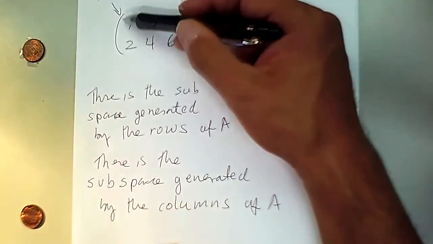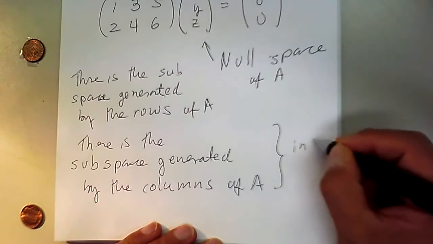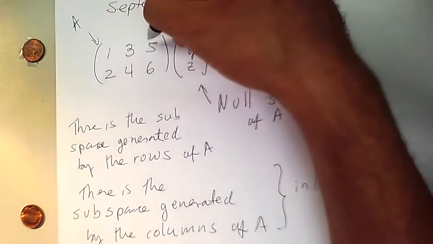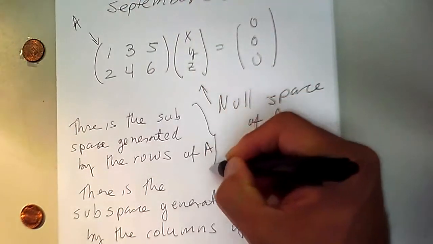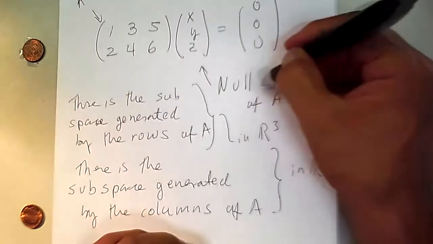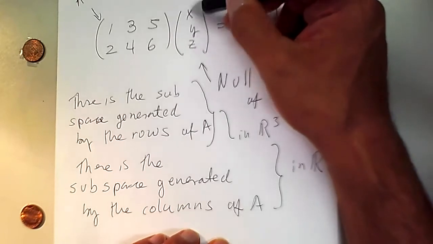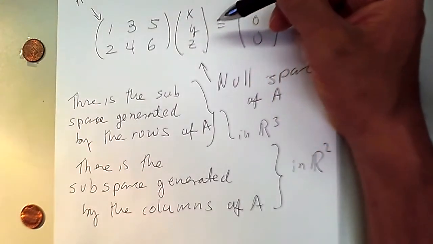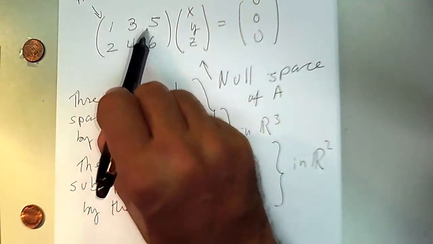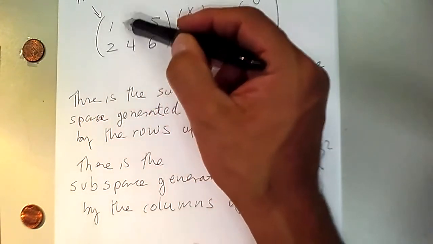So the columns are two-dimensional. So this subspace is in R squared. The rows are three-dimensional. So that subspace is in R cubed. The null space is also in R cubed because we have 3 dimensions here. Okay, we're going to focus on the null space, but be aware we're going to also be talking about the space generated by all the rows and the space generated by all the columns.